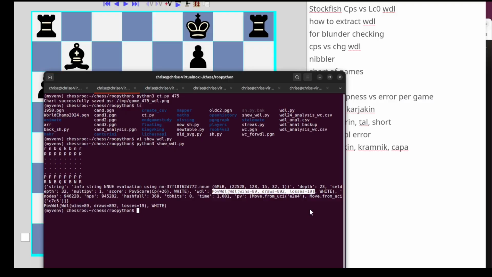Now, there are some parameters we can play around with, the WDL contempt factor and so on. You might get different numbers, and if you use Leela, it might give you different scores there.